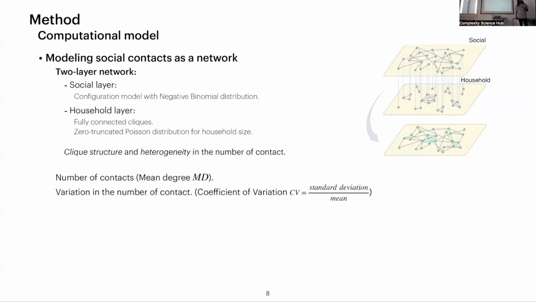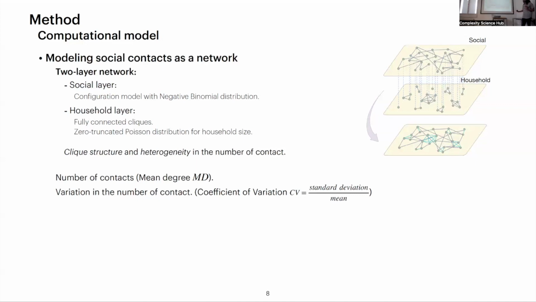We use a configuration model with negative binomial to create this social layer. Then at the second layer, we consider the interaction inside the household. For this layer, we consider a fully connected clique, so we assume that within each household, everybody connects to everybody. And then we assume a zero-truncated Poisson distribution for the household size.